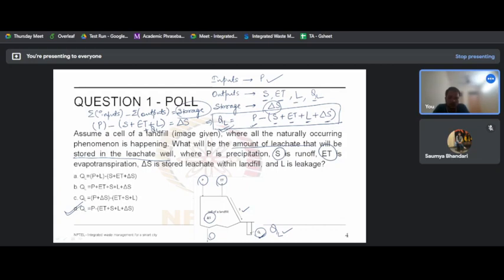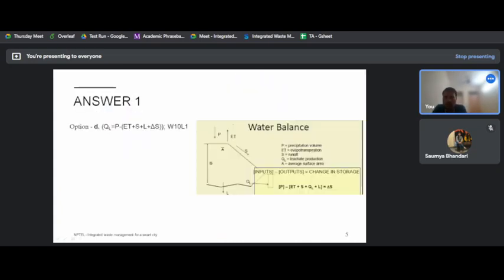Moving on to the solution. So you can see the solution here. Option D is the correct answer. So leachate generated is equal to precipitation minus evapotranspiration plus runoff plus leakage plus storage. So students can refer to the first lecture of this week for this question. So here it can be seen. You should add up all the inputs minus you should subtract all the outputs, and this will give you the change in the storage.